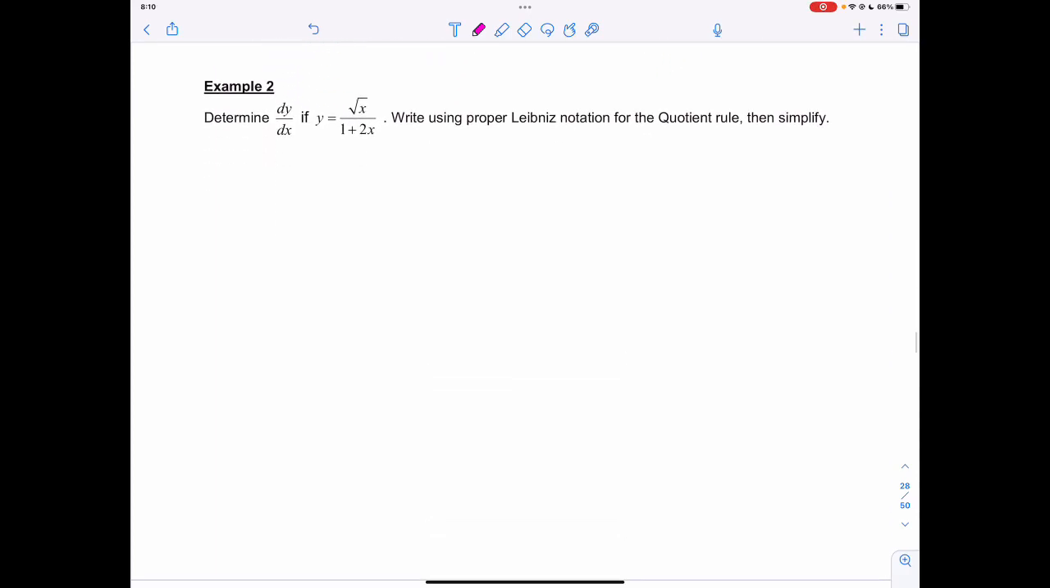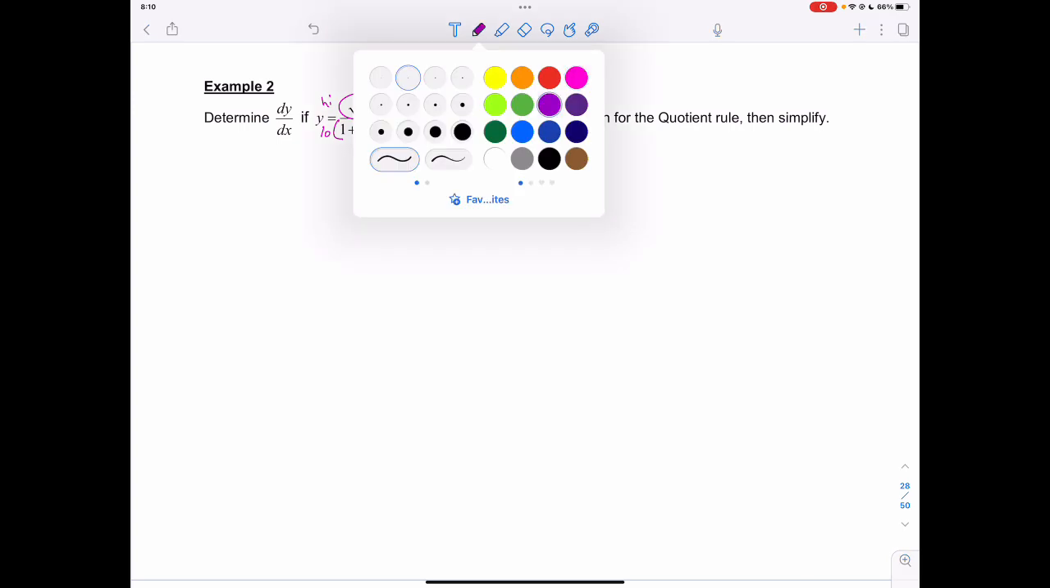All right, for example 2, it says determine dy over dx if y is equal to the square root of x over 1 plus 2x, using proper Leibniz notation for the quotient rule, and then simplify. Well, first thing I'm going to do is take this high and turn it into x to the 1 over 2. I'm going to leave my low exactly as it is. I'm going to write it in the proper notation.